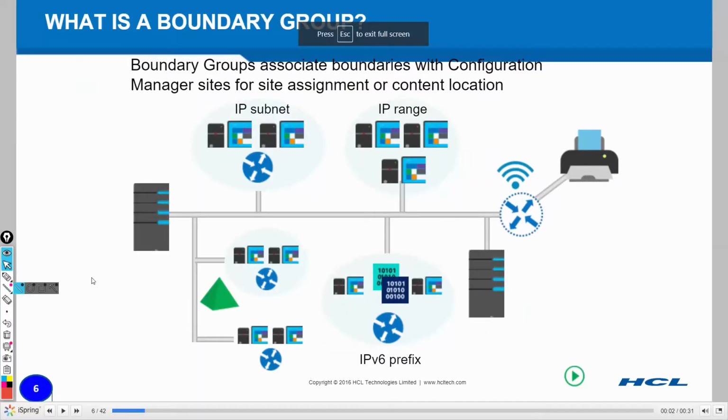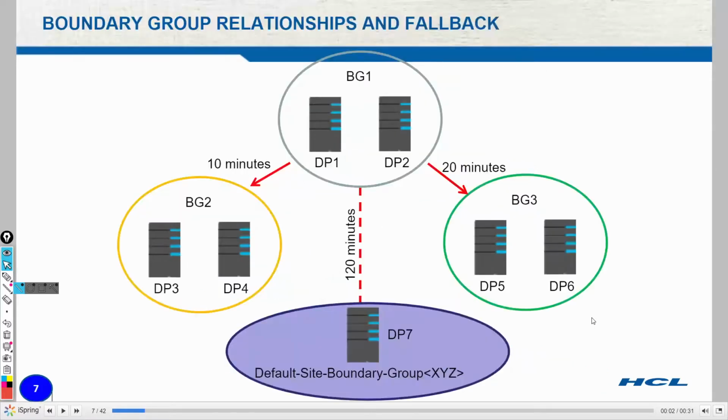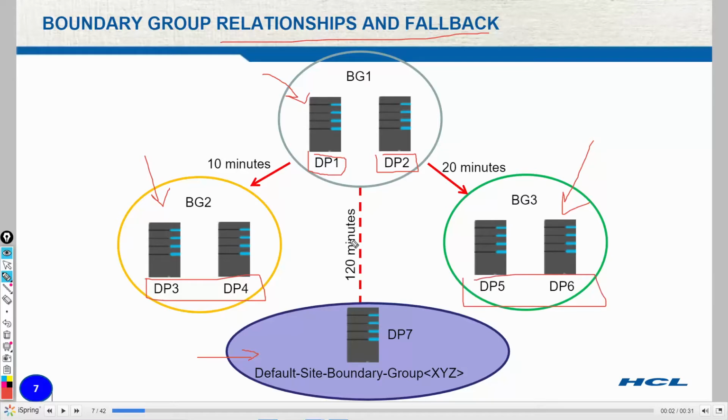So I want to show the site code we have already seen. I'll just review it. So you can see this is a boundary group. A boundary group can have multiple things: boundary group relationships and fallback. You can have multiple boundary groups. This is the default site boundary group, and I'm having here boundary group 1, boundary group 2, and boundary group 3. Here I'm having distribution point 1, distribution point 2, distribution points 3 and 4, and distribution points 5 and 6. So let's say my site talks to my boundary group 1.